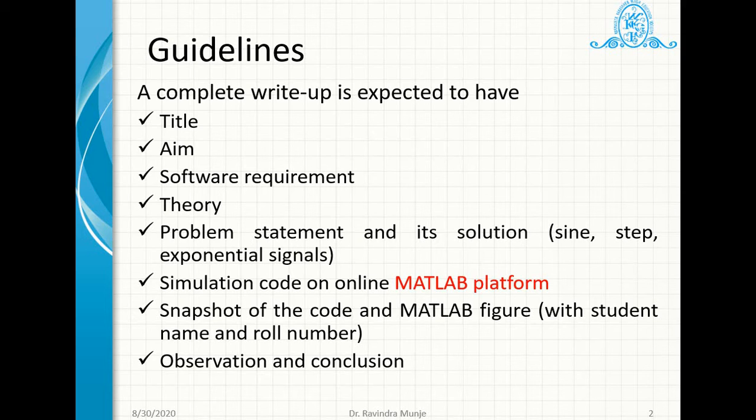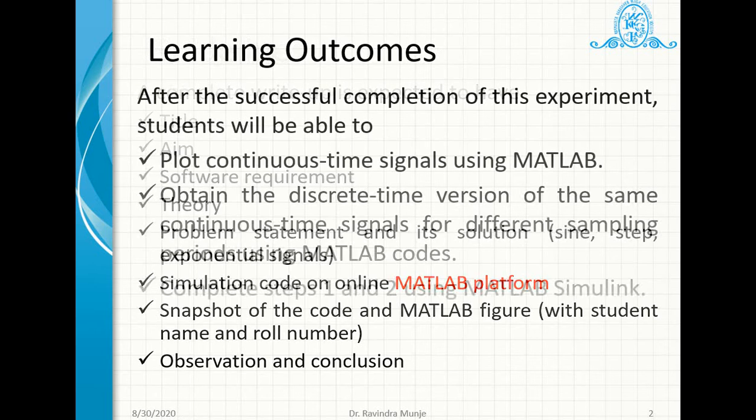Simulation code is to be written on the online MATLAB platform. Then you run the MATLAB code and the waveform will be generated. You need to take the snapshot of the same and attach it to your file, main file. Write down your observation and conclusion and submit the complete write-up. These are the guidelines for submitting the write-up.